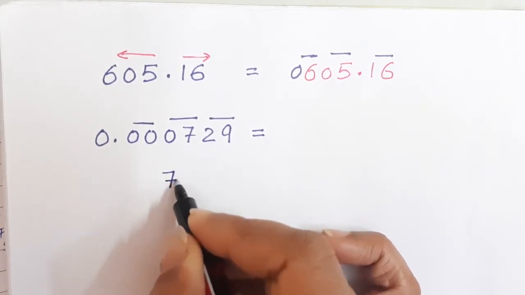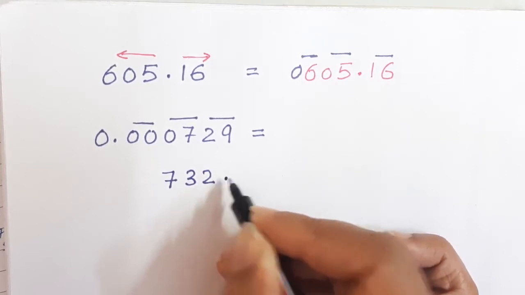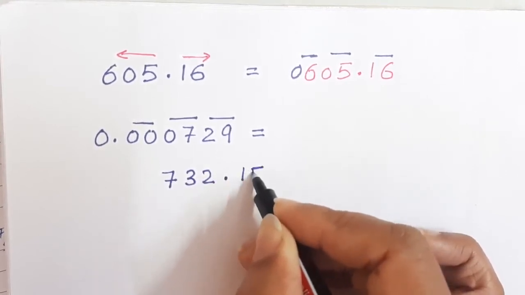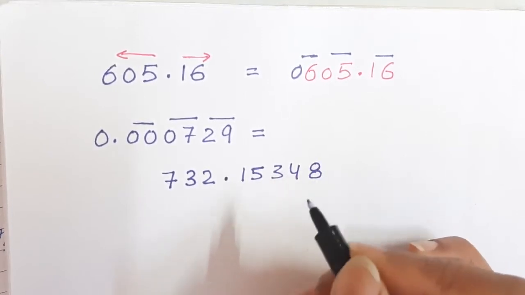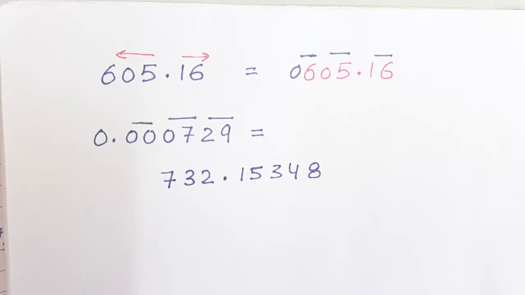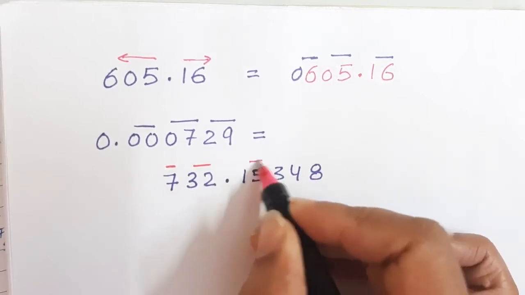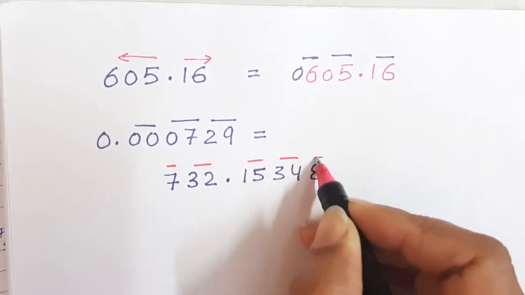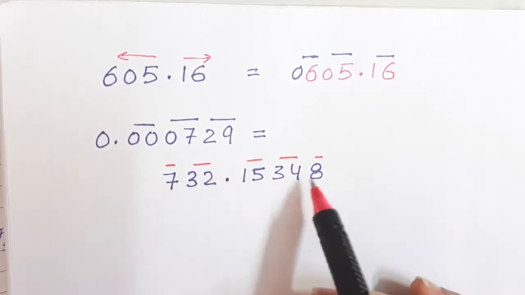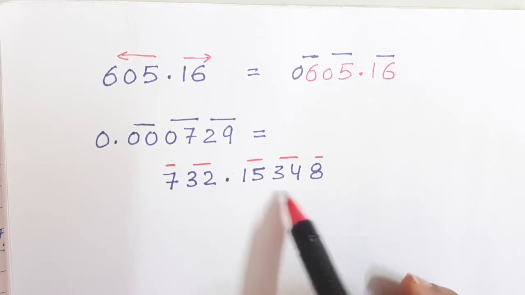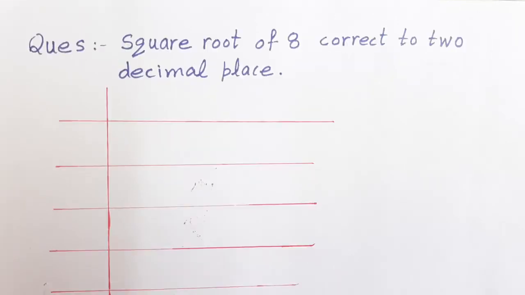Now let us consider one more example. Suppose you have 732.15348. Suppose you have like this. In this case, the pairing will be 32, then 7 alone, then 15, then 34, and then 8 alone. So students, it is very important how to do the pairing. Only then you will be able to find the square root properly. I hope you all have understood now.